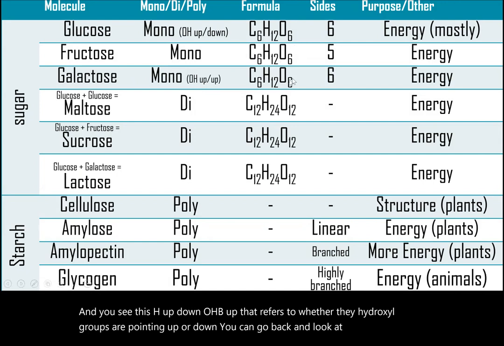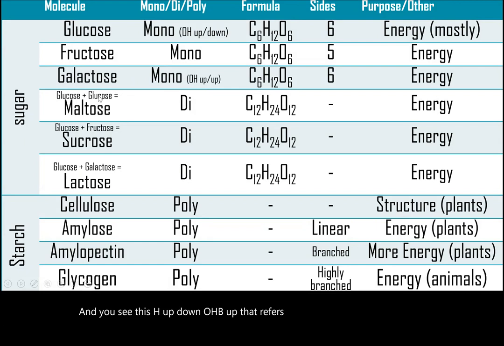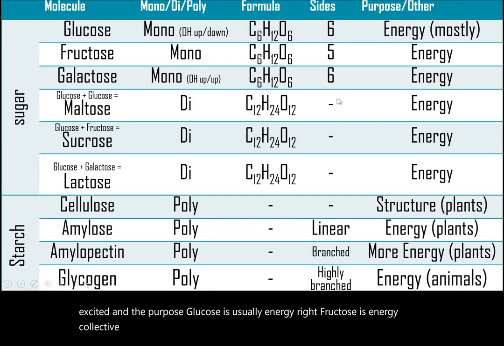Here is the chemical formula. Here's the sides, right? 6-sided, 5-sided, 6-sided, and the purpose. Glucose is usually energy, right? Fructose is energy, galactose is energy. Now you have maltose, which is glucose plus glucose. It's a disaccharide. Here's its chemical formula. It's two monomers, so we don't have the number of sides there. And its purpose is to store energy.